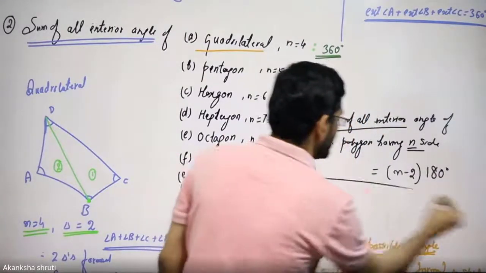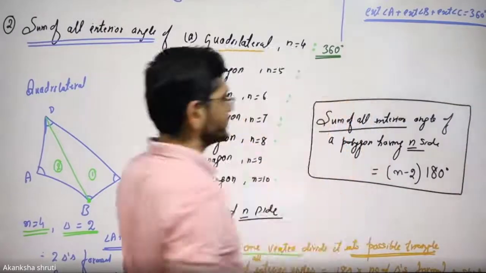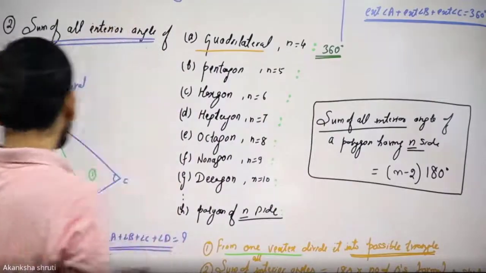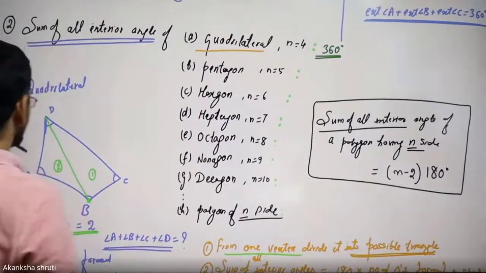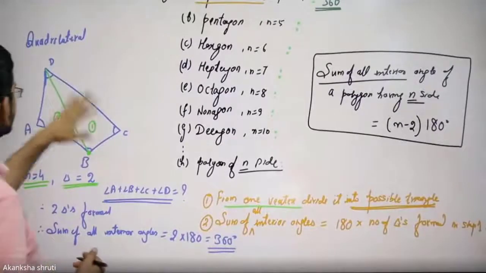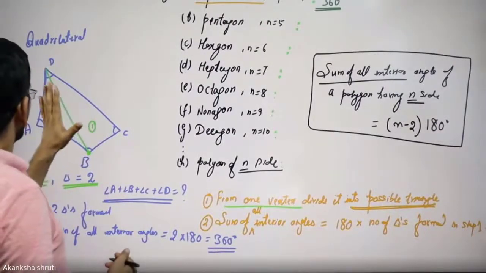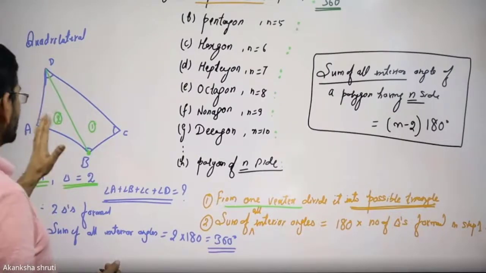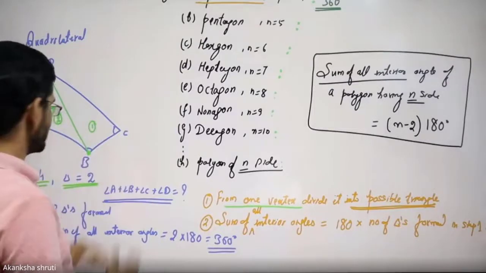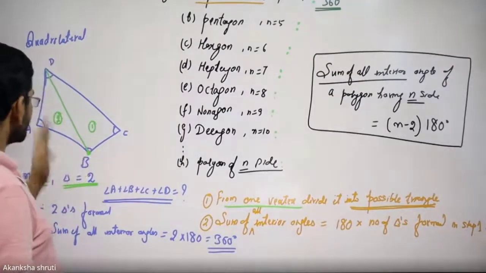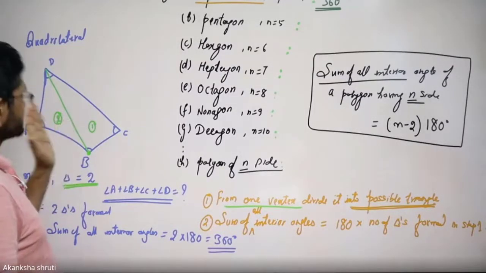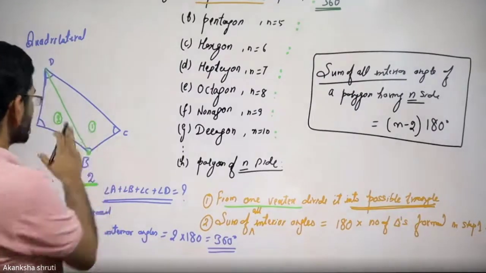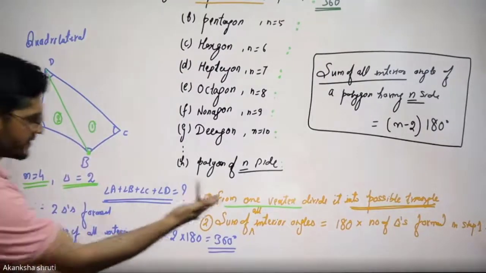This we have learned, and we have learned how we derived this. For this, we can use the sum of the interior angles of a triangle and divide the polygon, maybe a quadrilateral or a pentagon or hexagon, into the possible triangles from one of the vertices. Then count the number of triangles, then the sum of internal angles is equal to the number of triangles multiplied by 180 degrees, that I had explained.